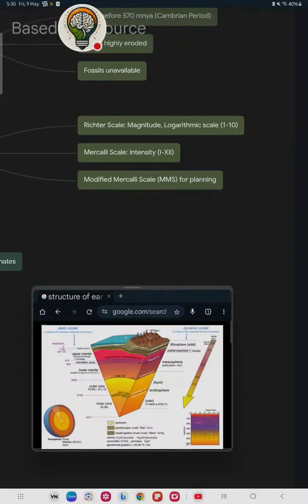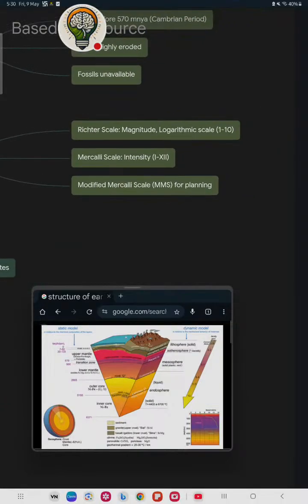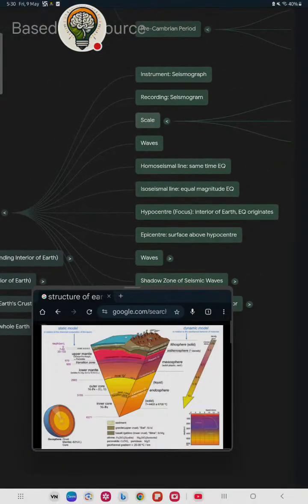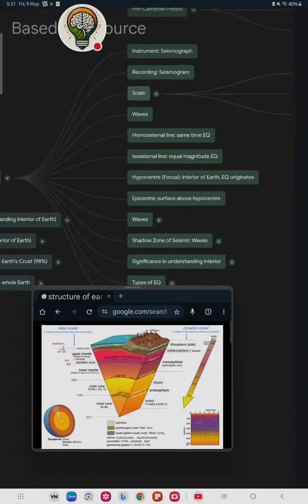Then the scales: the Richter scale, which gives magnitude on a logarithmic scale, and the Mercalli scale, which gives intensity from 1 to 12, and the Modified Mercalli scale, used for planning. Then there are waves produced by the earthquake, which give us the study of the Earth's interior. Then the homoseismal lines, which have the same time of earthquake, and isoseismal lines, meaning equal intensity of earthquake.